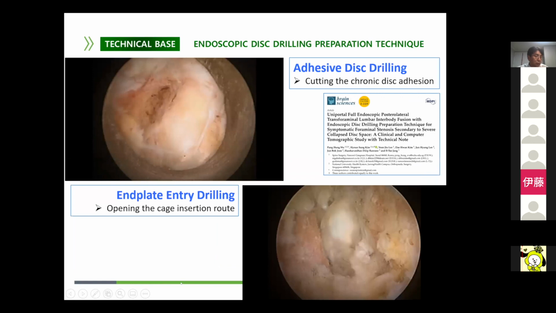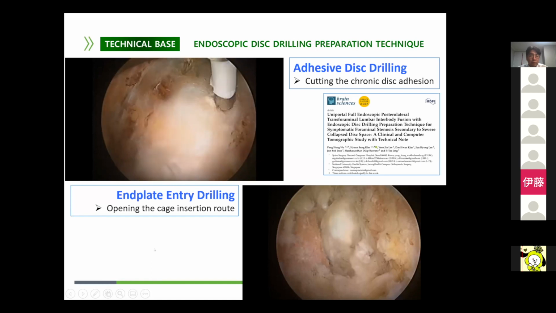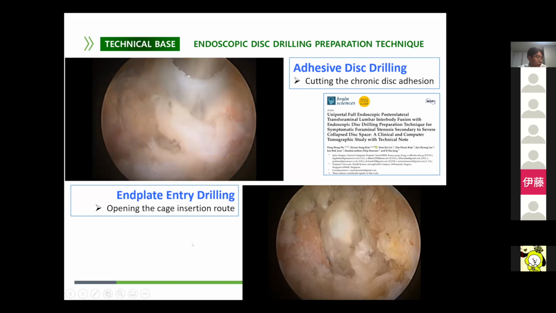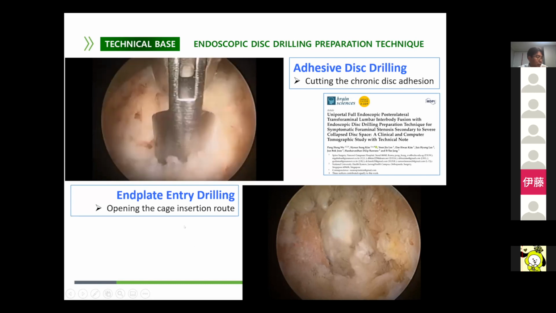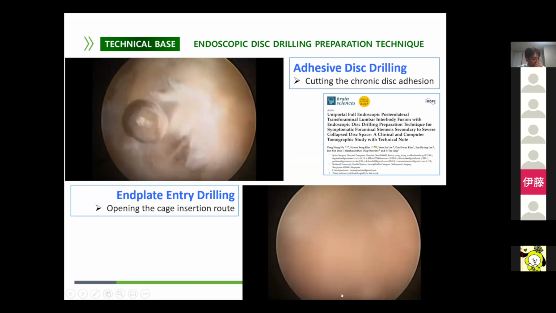There are also some technical tips for a good surgical result. In my clinical experience, I recommend 3 technical tips. One is adhesive disc drilling. This is very important for restoring the disc height and releasing the disc space. The second is the endplate entry drilling procedure. If we make this entry point wider, because this is the space for the fusion area, we can expand this more sufficiently and expose the target point more sufficiently.